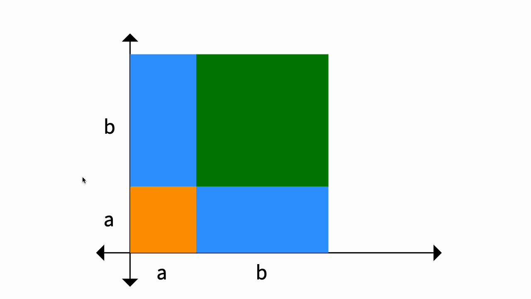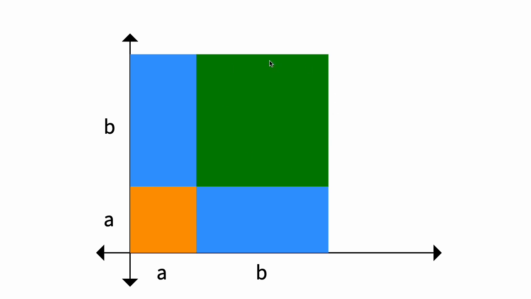And here's a visual representation of this theorem. The area of the orange square is A times A. The area of the blue rectangle is A times B. The area of the green square is B times B. Then the total area of one orange square, two blue rectangles, and one green square is A times A plus 2 times A times B plus B times B.